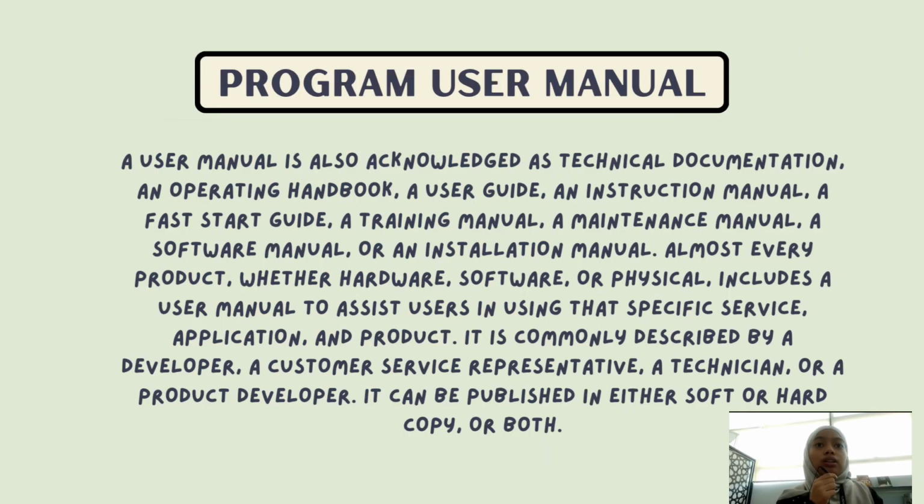Program user manual. A user manual is also acknowledged as a technical documentation, an operating handbook, a user guide, an instruction manual, a quick start guide, a training manual, a maintenance manual, a software manual, or an installation manual. Almost every product, whether hardware, software, or physical, includes a user manual to assist users in using that specific service, application, or product. It is commonly written by a developer, a customer service representative, a technician, or a product developer. It can be published in either soft or hard copy or both.